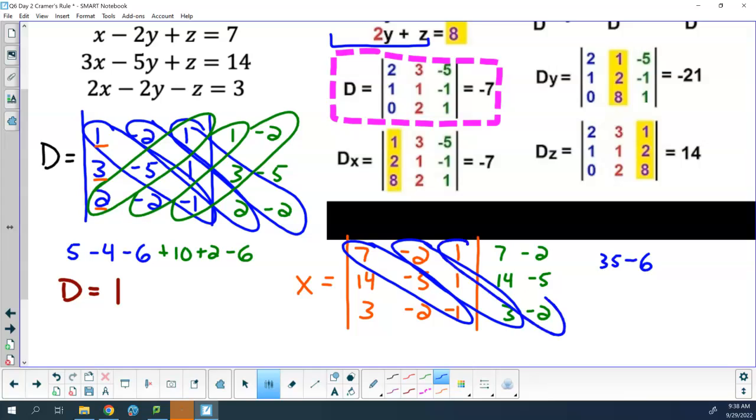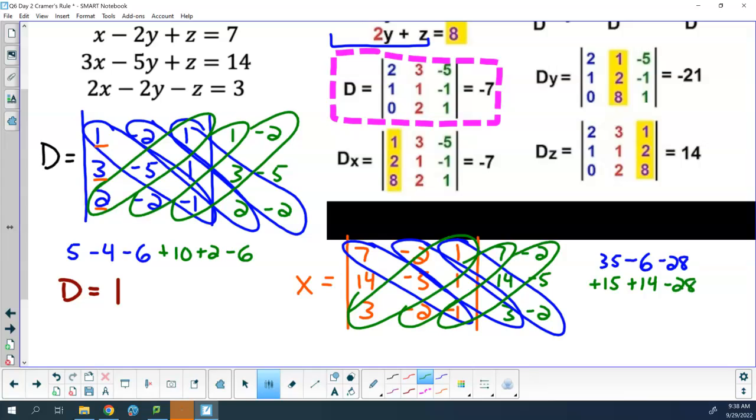1, 14, and negative 2 is negative 28. 3, negative 5, and 1 is negative 15, so I'm really going to add 15. Negative 2, 1, and 7 is going to be negative 14. Negative 1, 2, and 14 is going to be 28.